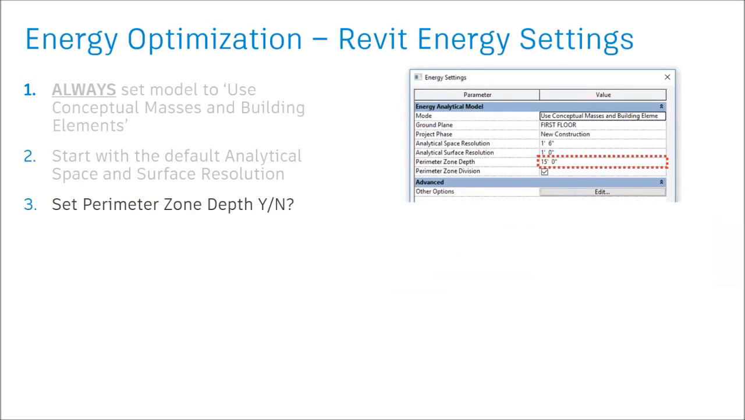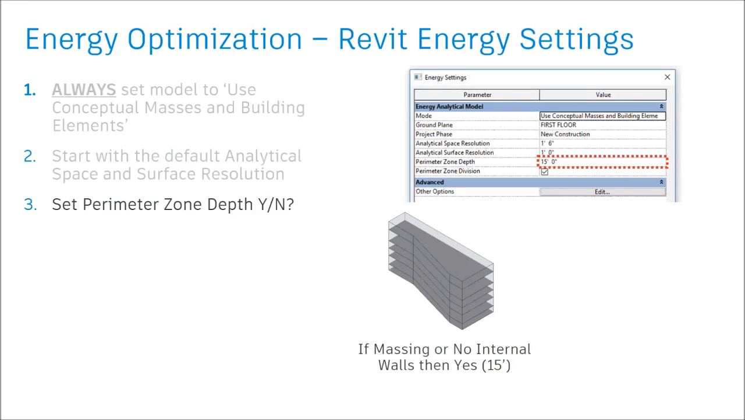The next setting that sometimes confuses people is perimeter zone depth, as to whether to use it or not. Now again, by default, it's on, so if you're not sure, just leave it on. But what this basically does is, depending on what you've modeled, it will add a certain additional level of zoning around the perimeter core to make sure the building volume is subdivided so that it simulates properly. And the advice here is, for example, if you're at a massing stage or you have no internal walls, then yes, absolutely, because it will subdivide the interior of the building to make sure it captures the distribution in energy use throughout the building.